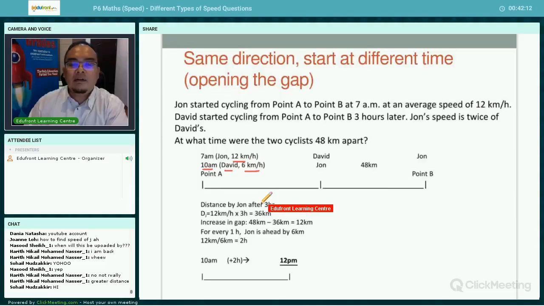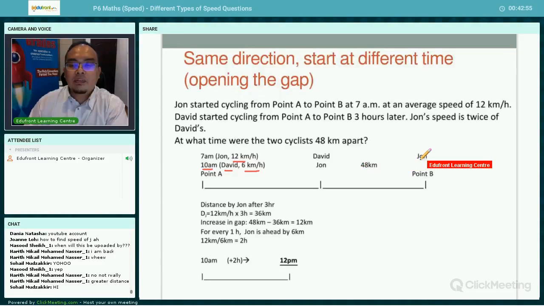So distance by Don after 3 hours. Not Don, John. John is 12 kilometers an hour times 3 hours. Okay, distance is speed times time. The speed of John is 12 kilometers an hour, and the time taken, because he started first, from 7 a.m. to 10 a.m., is 3 hours. So it's 36 kilometers. So when John is 36 kilometers ahead, then David starts the journey.